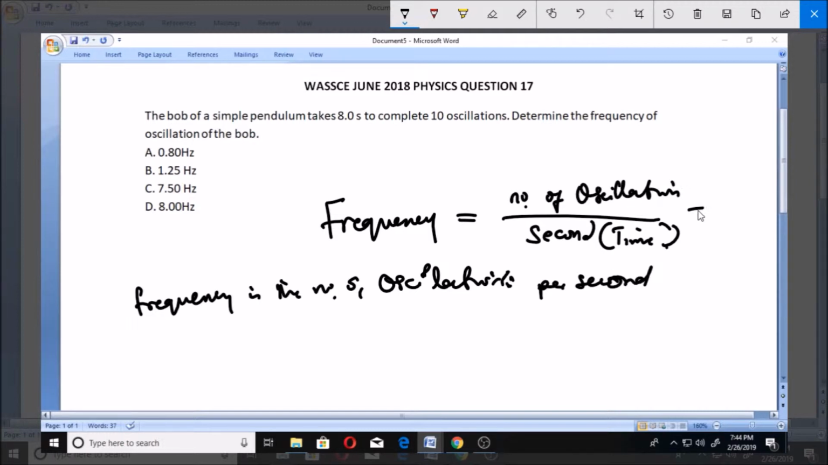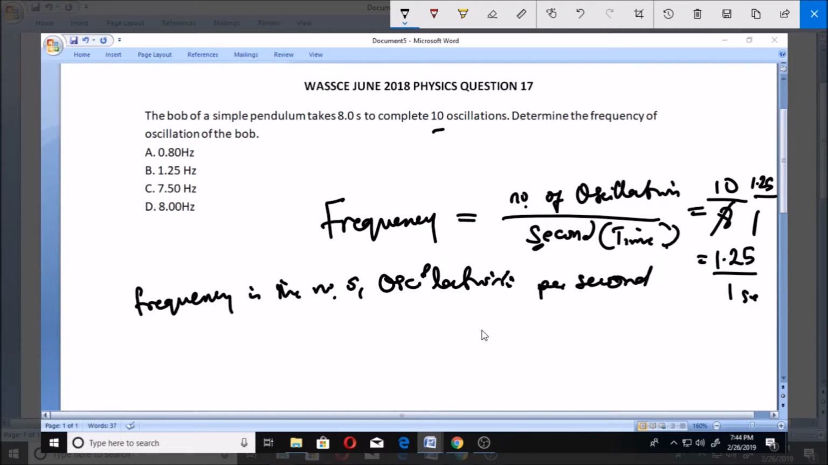Now if you take this number of oscillations, this is 10, all over time 8. So if you do this, you're going to get 1.25 as the number of oscillations all over 1 second. So if you divide through by 8 here will give you 1, so that you can get per second, because it's 1 second. Divide this one by 8, you get 1.25.